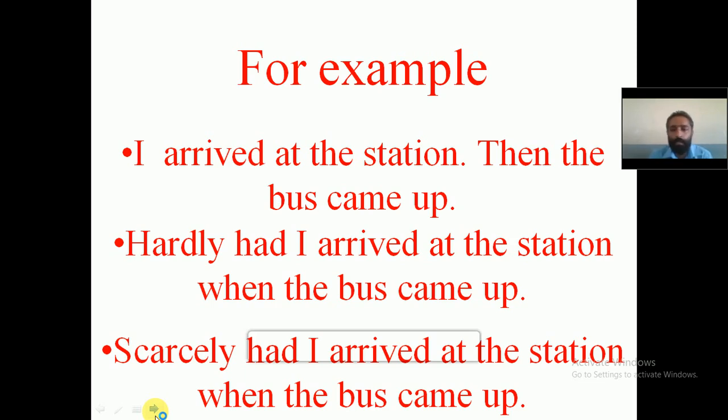Now come to scarcely had. Scarcely had I arrived. Scarcely had plus third form of the verb. Arrive first form, arrived second form, arrived third form. At the station, the use of when at the beginning of the second clause. Then the bus came up is the second clause. Before that we are using the word called when. Scarcely had I arrived at the station when the bus came up.